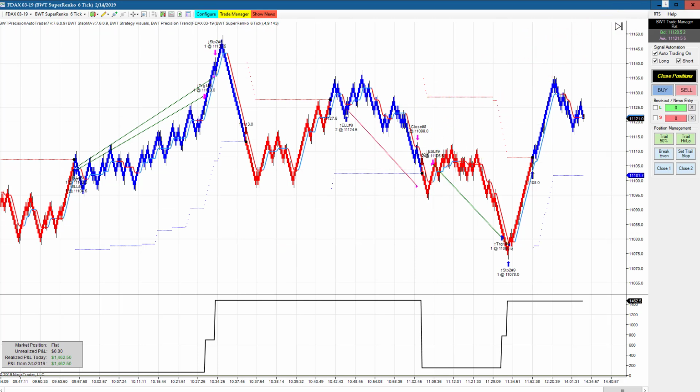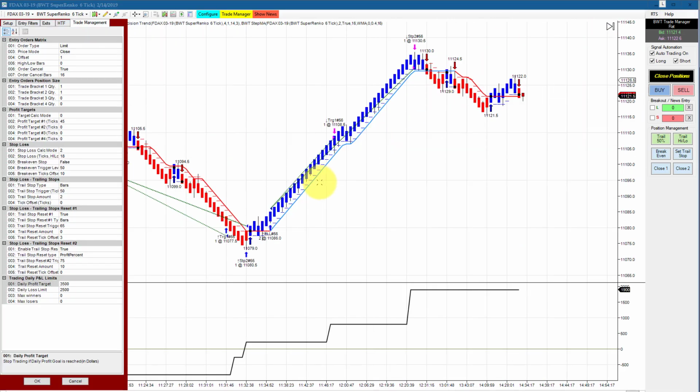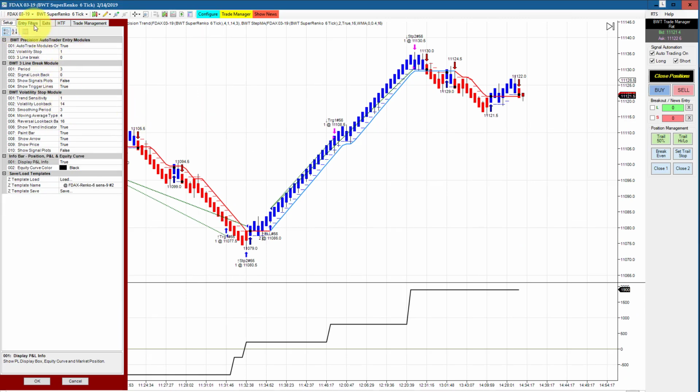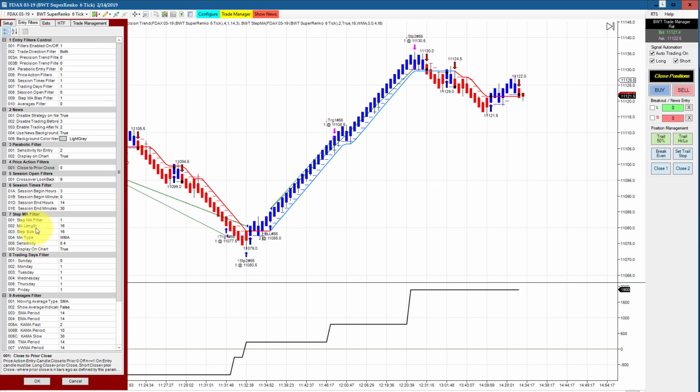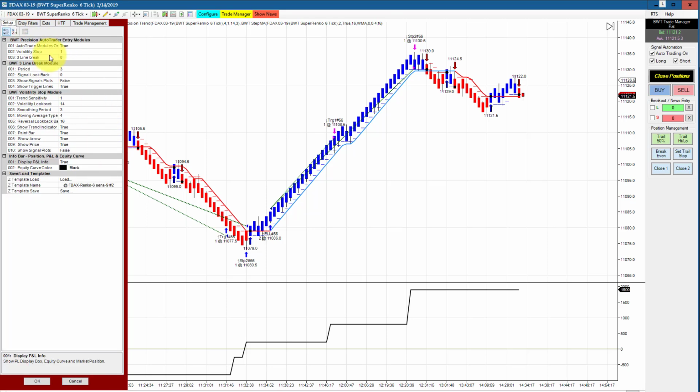So this is the same setup, except what I did on this is I used the Step MA as a filter. I haven't used this too much, but I have a couple of clients that use it and really like it, and so I thought I'd try it out on this chart.